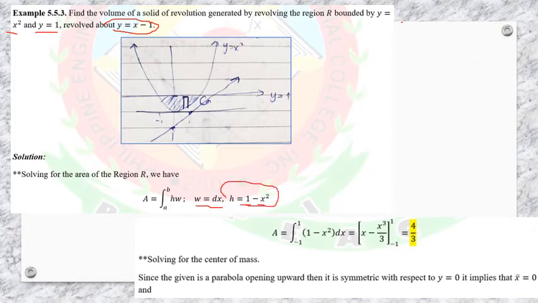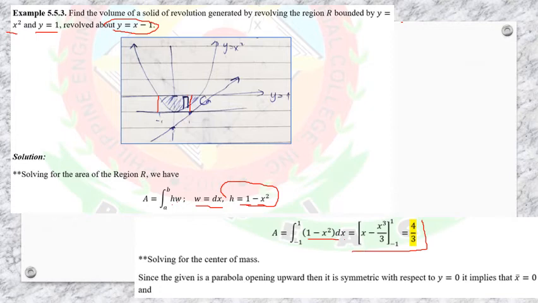So, substituting to the given formula, replace natin si h by 1 minus x squared and replace w by dx, evaluated from negative 1 to 1. Bakit negative 1 to 1? Kasi ito yung point na kasali sa region bounded natin. Okay. So, evaluating this one, we have 4 over 3. So, ang area natin, class, dito is equal to 4 over 3.